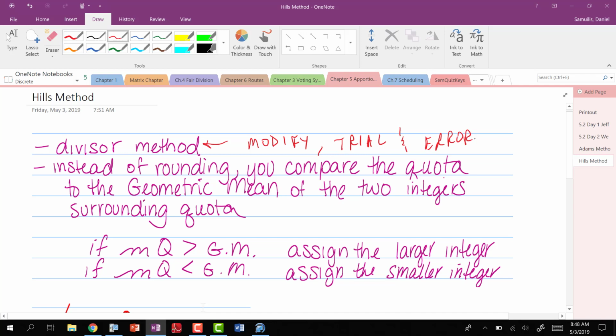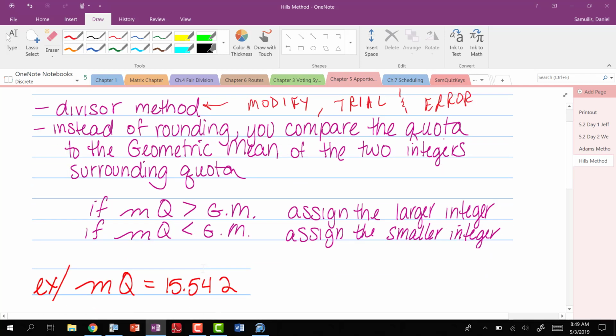Okay, and instead of rounding, there is no rounding. You hold that decimal, whatever you see, and you compare it to what's called the geometric mean of the two integers that the decimal is in between. If the quota is greater than that geometric mean, you will assign it to the larger of the two integers that it is in between. If the quota that you are looking at, whether it be the original or the modified quota after changing the divisor, is less than the geometric mean, then you go to the lower of the two integers it's between.